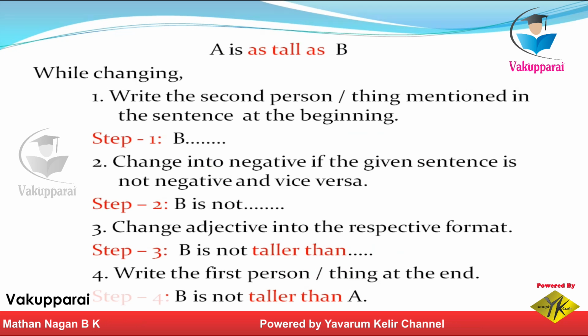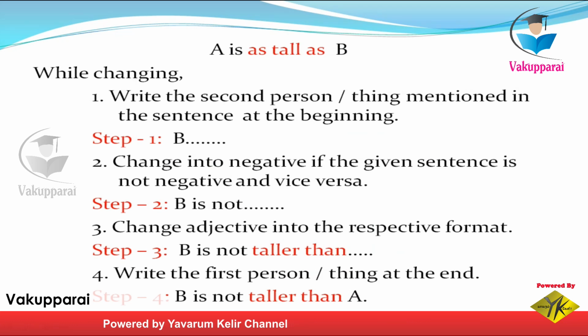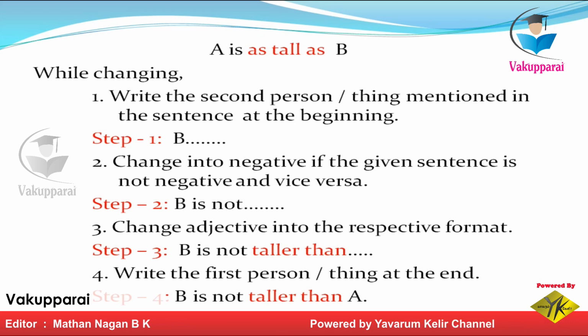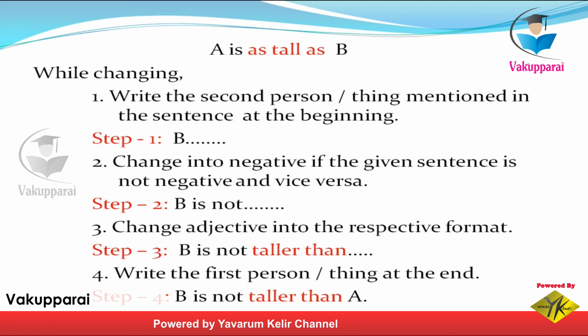Now I teach you how to change this sentence without losing the meaning. As I already told you, in type 1, positive degree can be changed into comparative degree alone, and comparative degree can be changed into positive degree alone. Here, the given sentence is in positive degree. A is as tall as B. So, in the format itself, we can understand that the sentence is in positive degree.